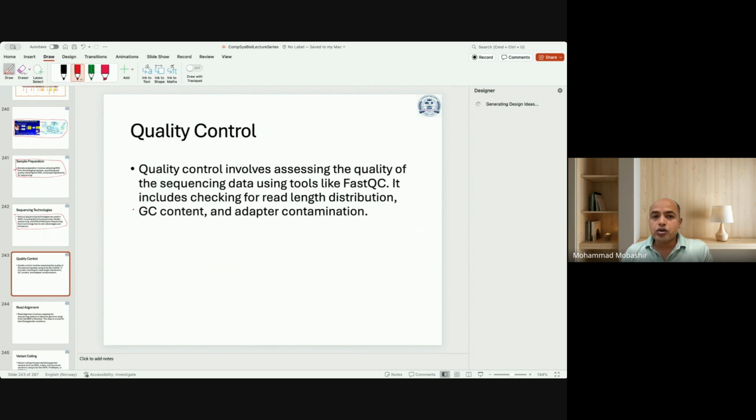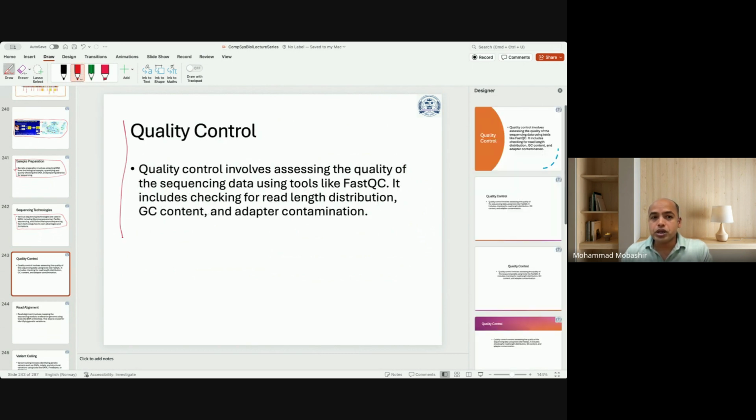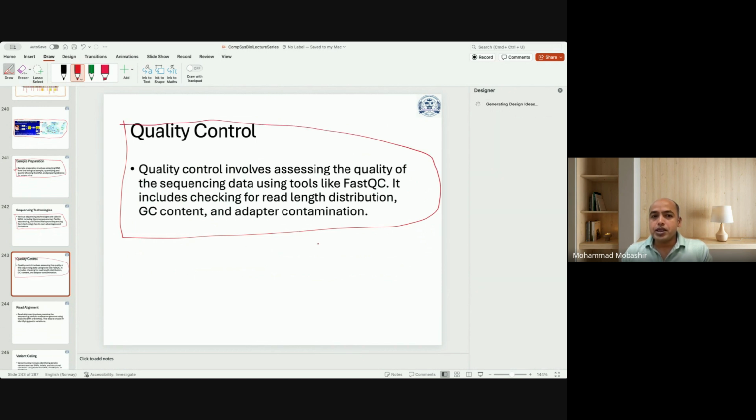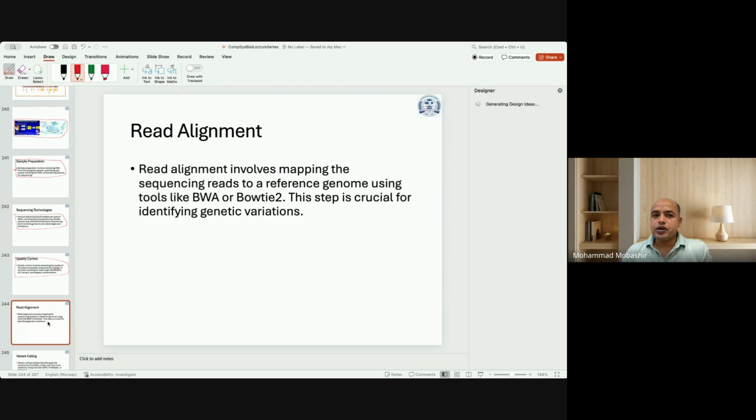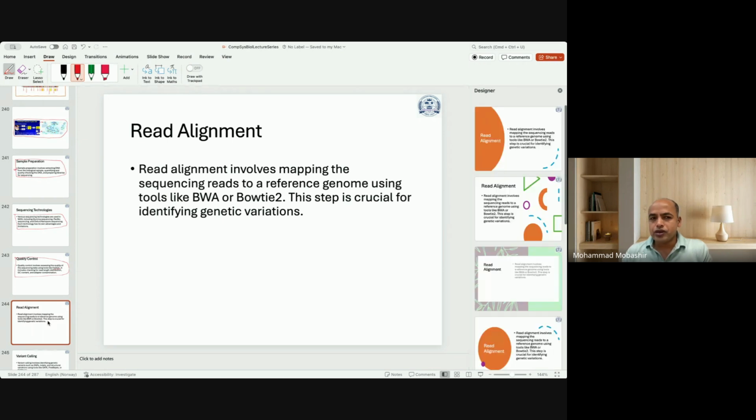Then quality control: you could check the quality of the sequenced samples by using FastQC software, and then use Trimmomatic to remove the gaps. Another step is read alignment. Most of these steps remain common to all kinds of NGS data. Go for alignment, which I have explained in the previous lecture.